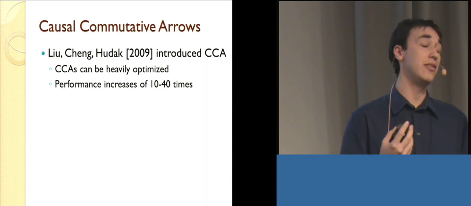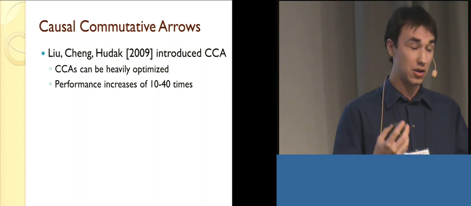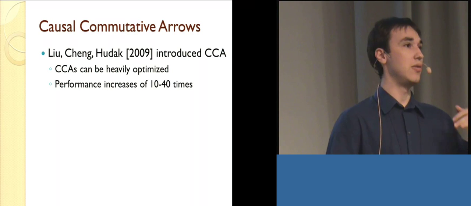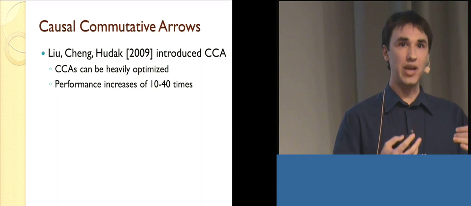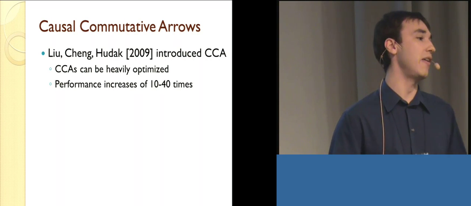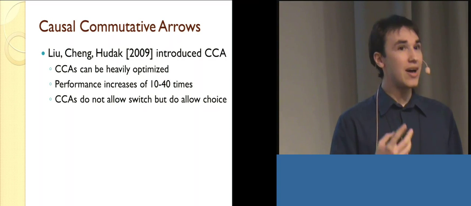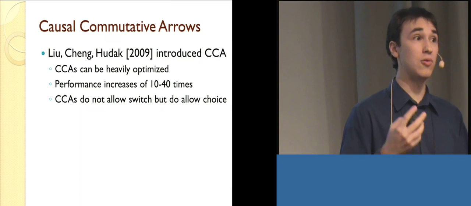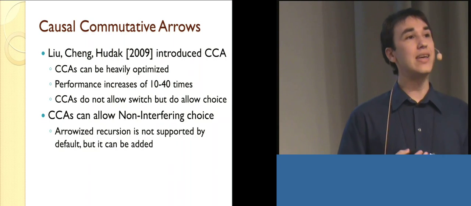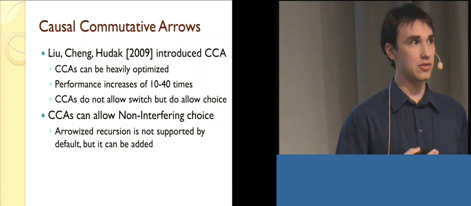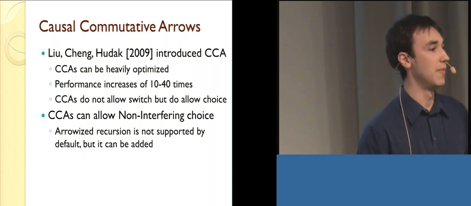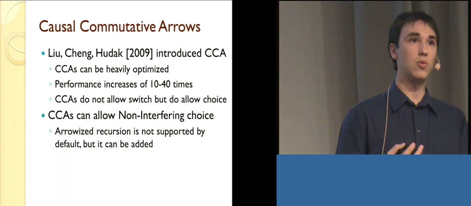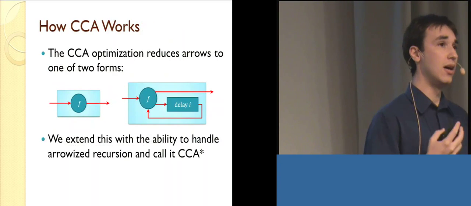Liu Cheng and Hudak introduced causal commutative arrows, or CCAs. They can be heavily optimized. You get massive performance increases, 10, 40 times, even faster in some cases. They do not allow switch. They do not allow higher order arrows, but they do allow choice. In fact, they can even allow non-interfering choice. That extra law doesn't pose much of a problem, except that arrowized recursion is not supported by default. So we added that in.